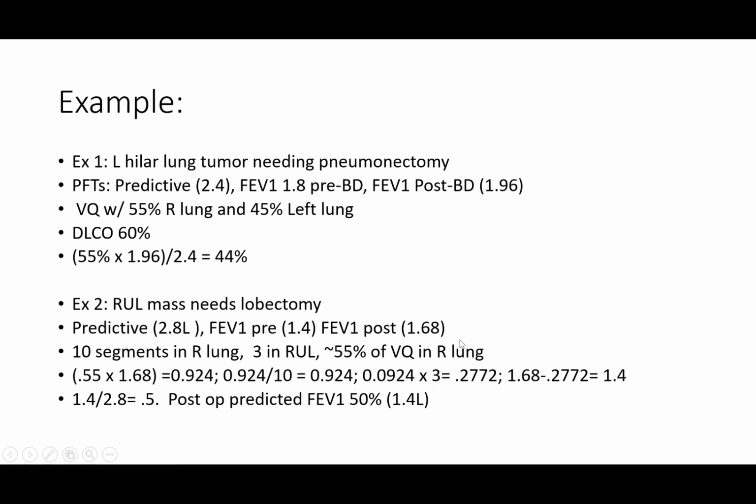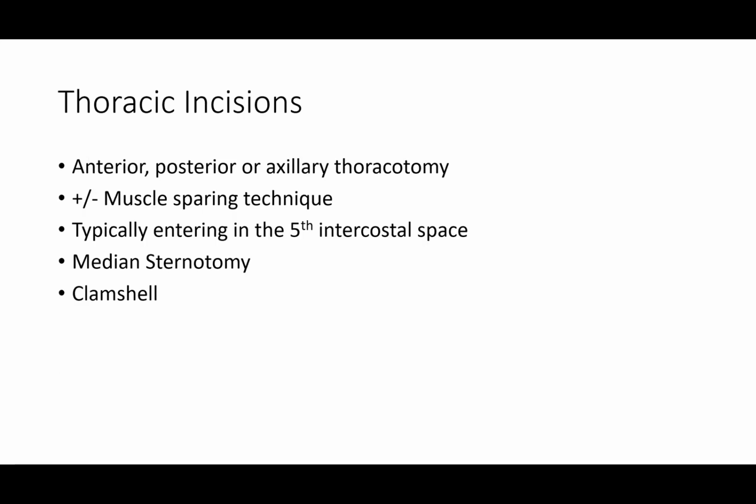Subtract that from your FEV1, which gives you a predicted post-op FEV1 of 1.4, and then divide that by your expected, your predicted one of 2.8 liters, which gives you a post-op predicted FEV1 of 50%, or 1.4 liters, which again would tolerate a surgery. Hopefully that's helpful. You can do a couple random examples on your own if you need to, but I think it's a good way to identify, is this patient going to tolerate it?